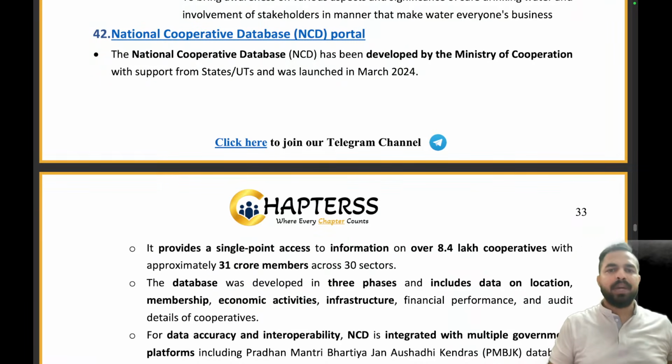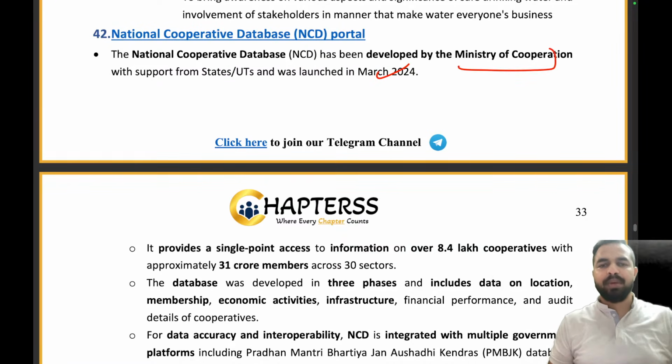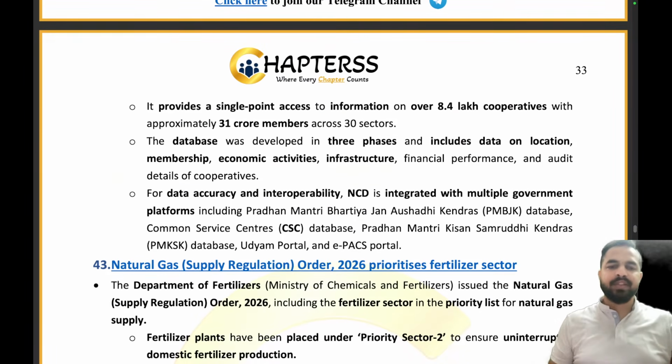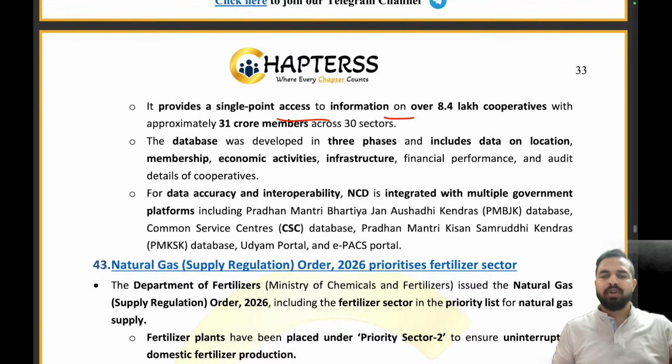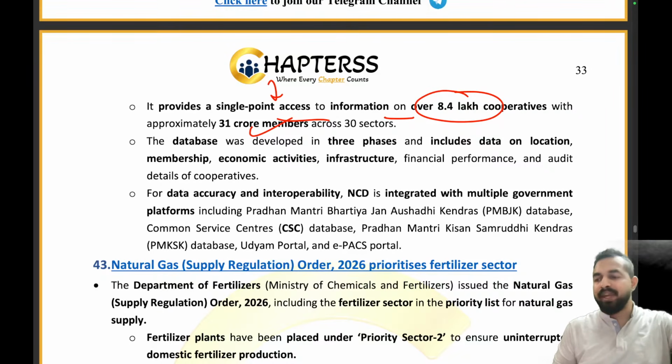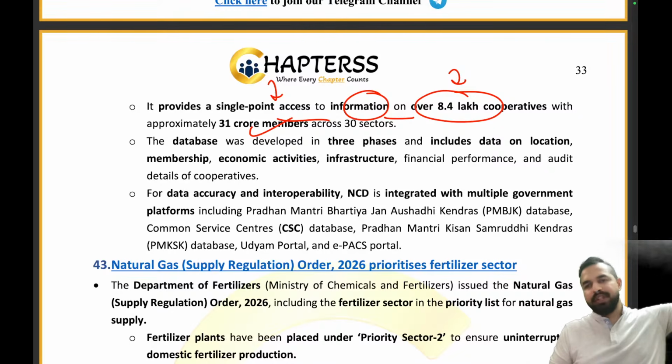The National Cooperative Database NCD portal is there. The National Cooperative Database has been developed by the Ministry of Cooperation and was launched in March 2024. It provides a single point access to the information on over 8.4 lakh cooperatives with 31 crore members. See guys, this is a single point access platform for information on over 8.4 lakh cooperatives. Like any cooperative, they can just come here and access the information.